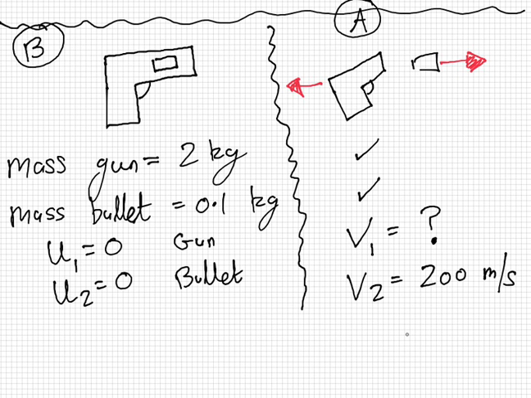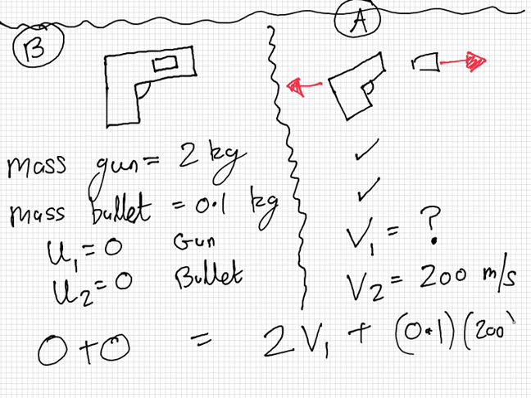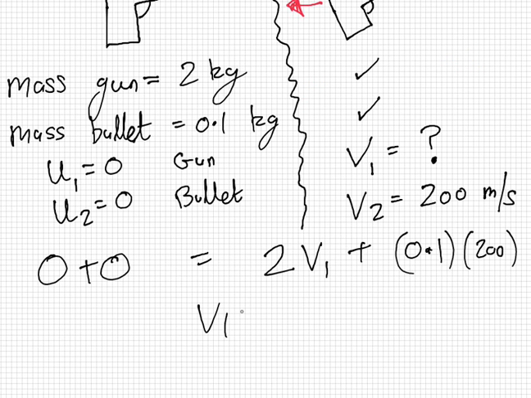Okay, does anyone have an answer yet? Negative, or positive, it depends on which direction. We'll take negative. Negative 10. Exactly. That was a total accident. Okay, so momentum before is 0 plus 0. And then the momentum afterwards would be 2v1 plus 0.1 multiply 200. So you get v1 equals minus 10 meters per second.